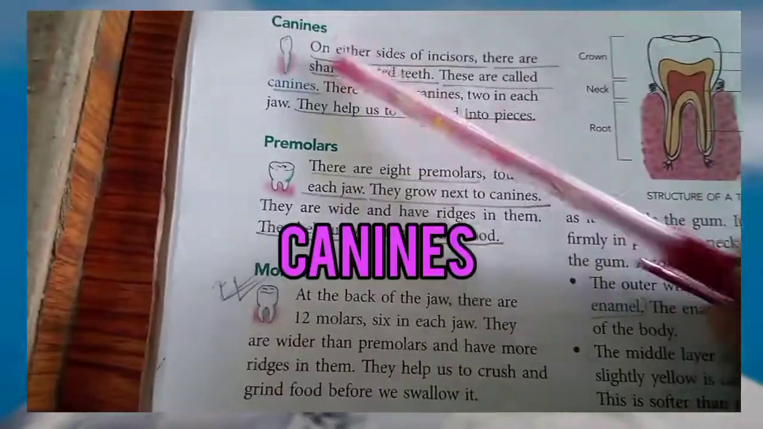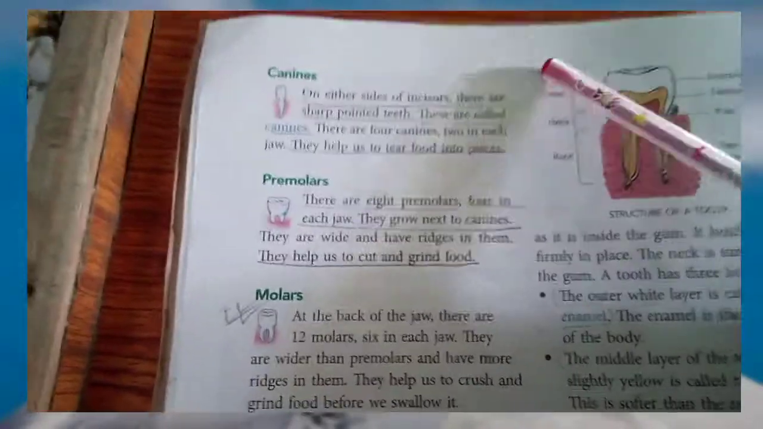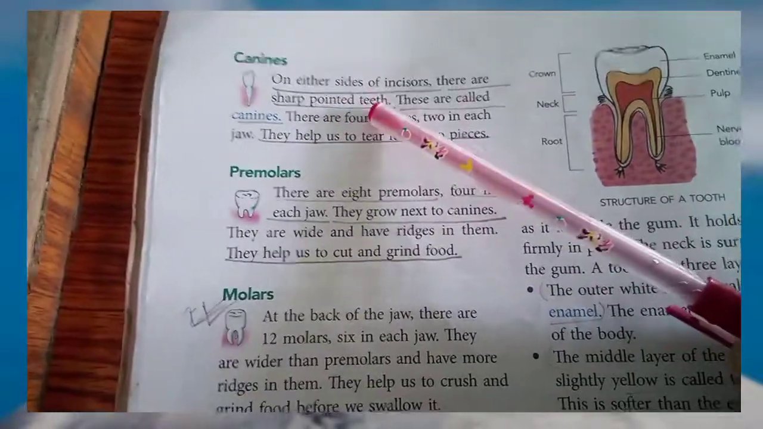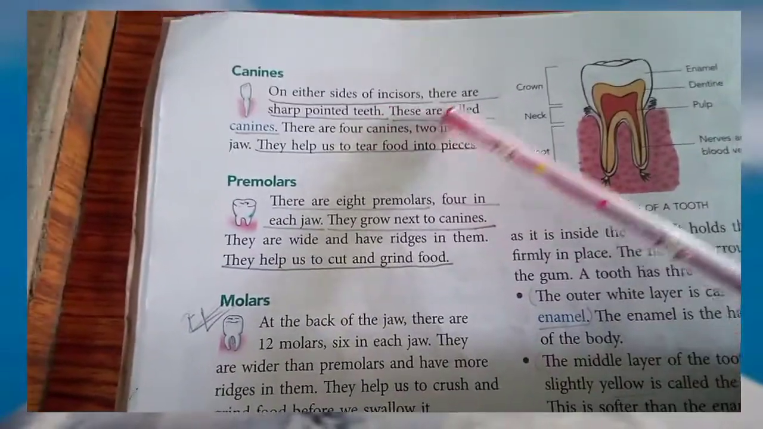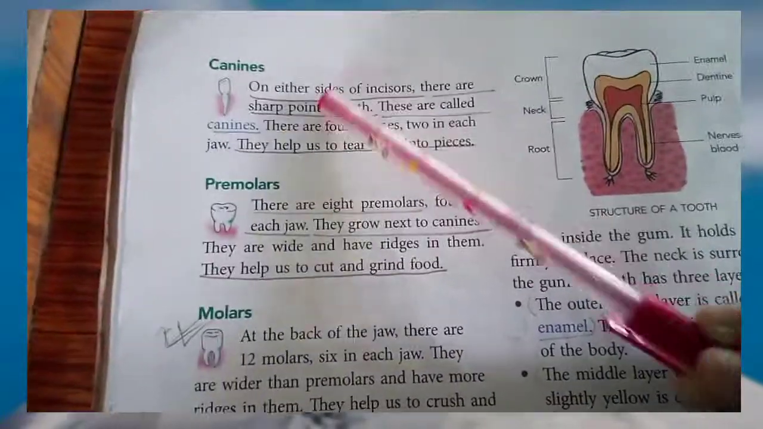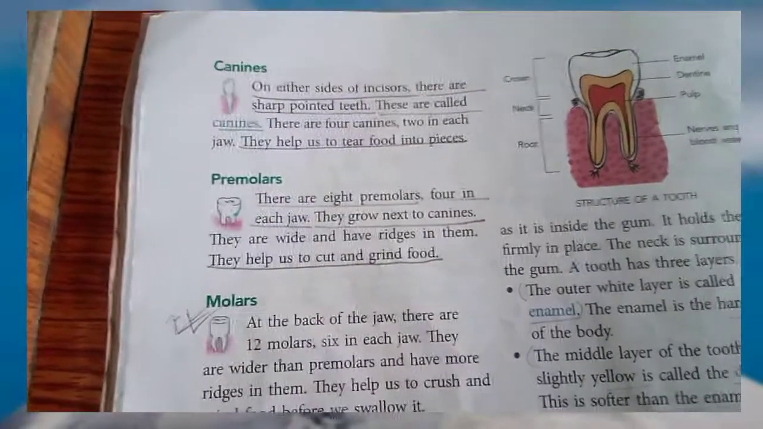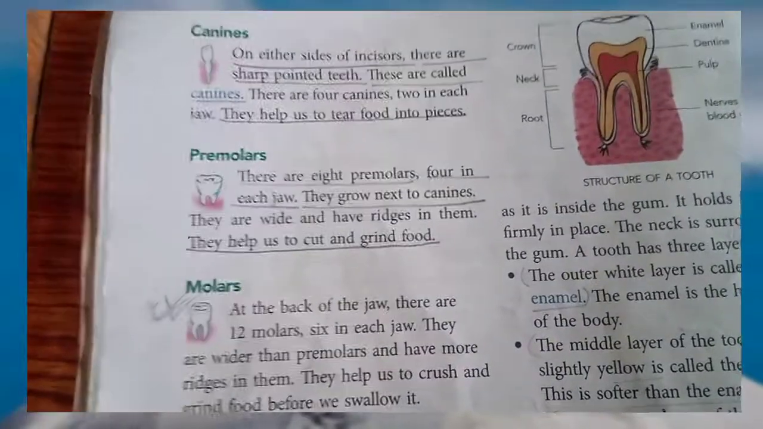Next is canine. Let us start. On either side of the incisors there are sharp pointed teeth. What are these called? These are called canines. There are 4 canines, 2 in each jaw. They help us to tear food into pieces, right?